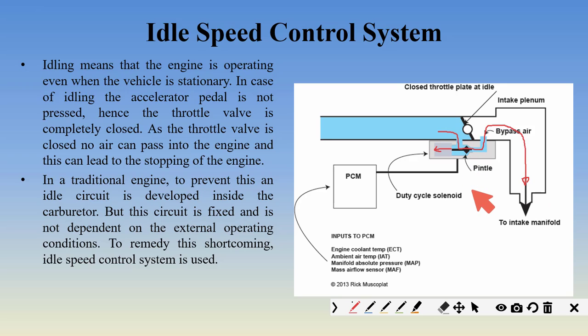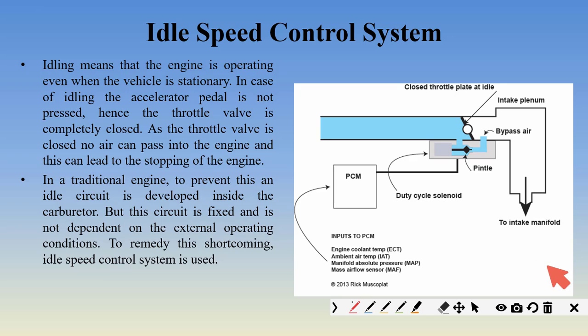We had a similar circuit in our carburetor known as the idling circuit, right? This is similar to an idling circuit, but in the case of the idling circuit, we could not control the amount of air which was going to the engine. But in this case, using an ECU, we can control how much air is going to the intake manifold for idling requirements, because the throttle valve is completely closed. So this is how your idle speed control system works.